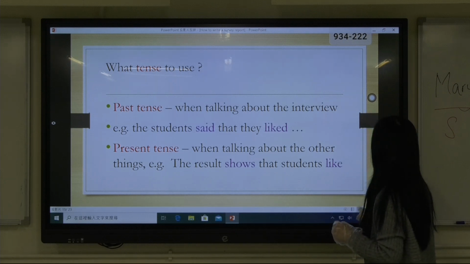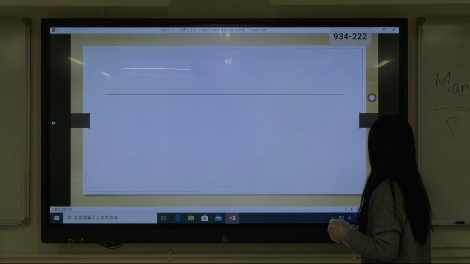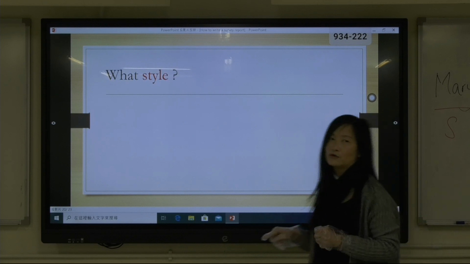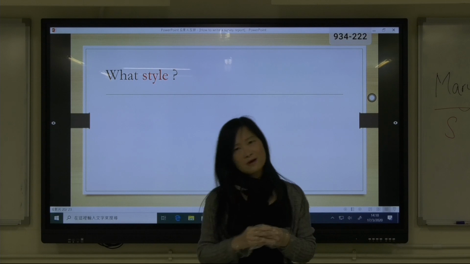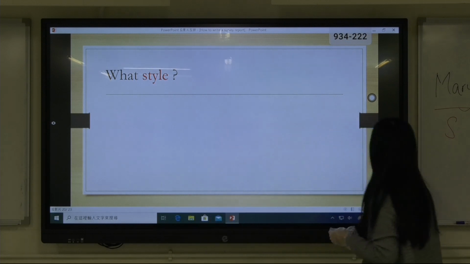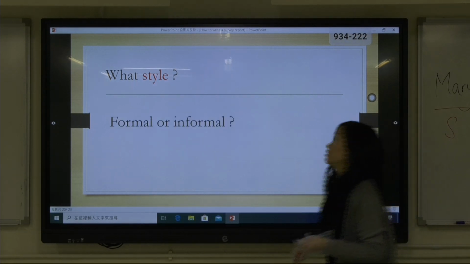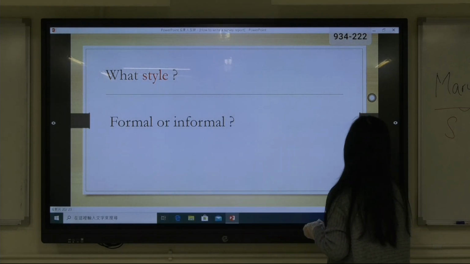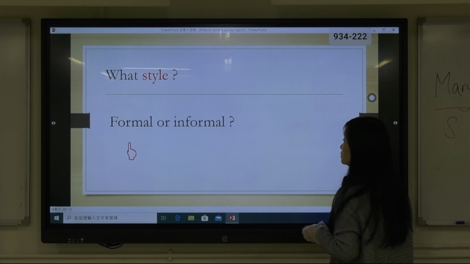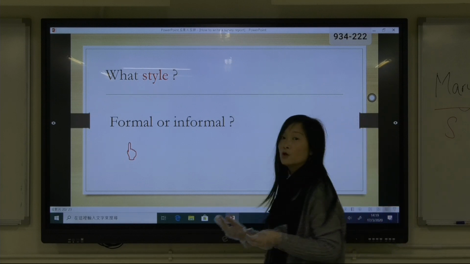One thing to remind you. And the other thing to remind you, or to ask you, what style should we use when we are writing a survey report? Style. Let me show you two words. Answer me. Formal or informal? Formal. Yes. You're not writing to a friend. You're not writing to your uncle. All right.